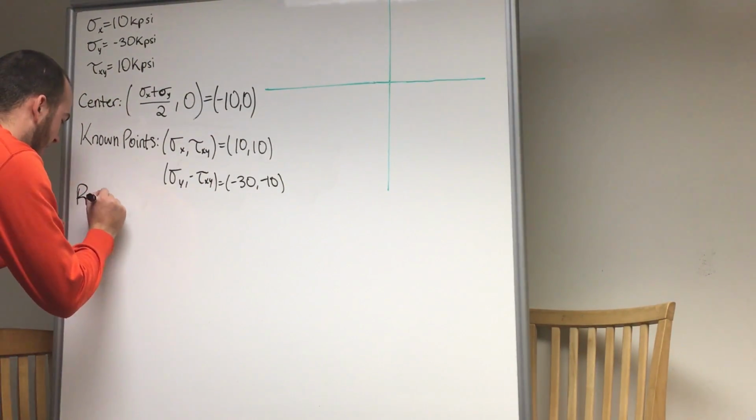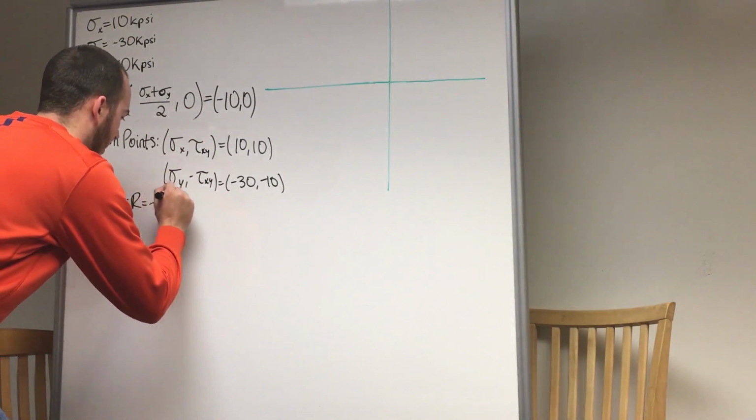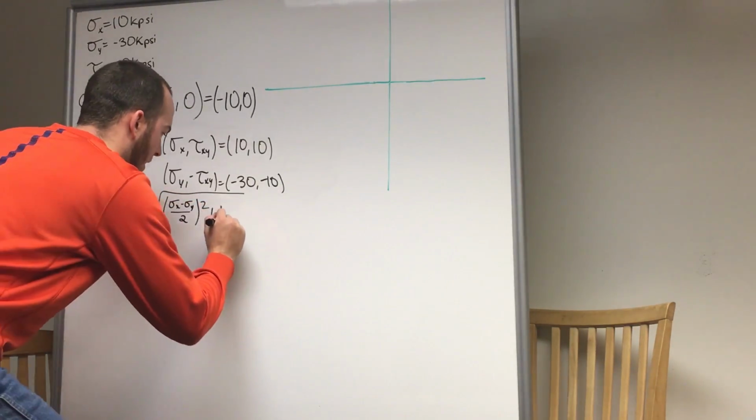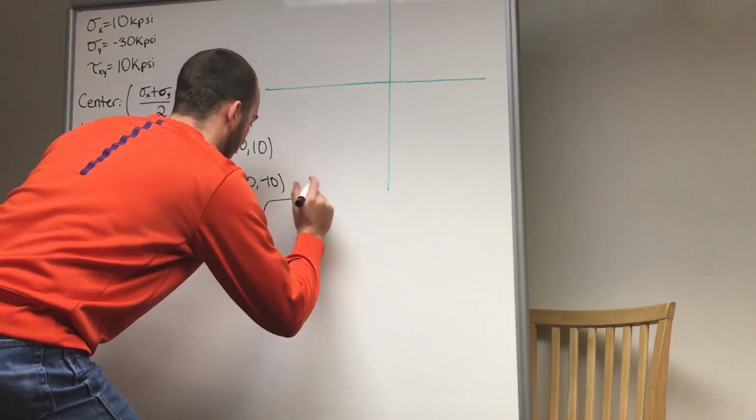Next, calculate the radius R using the equation: square root of ((sigma x minus sigma y) divided by 2) squared plus tau xy squared.